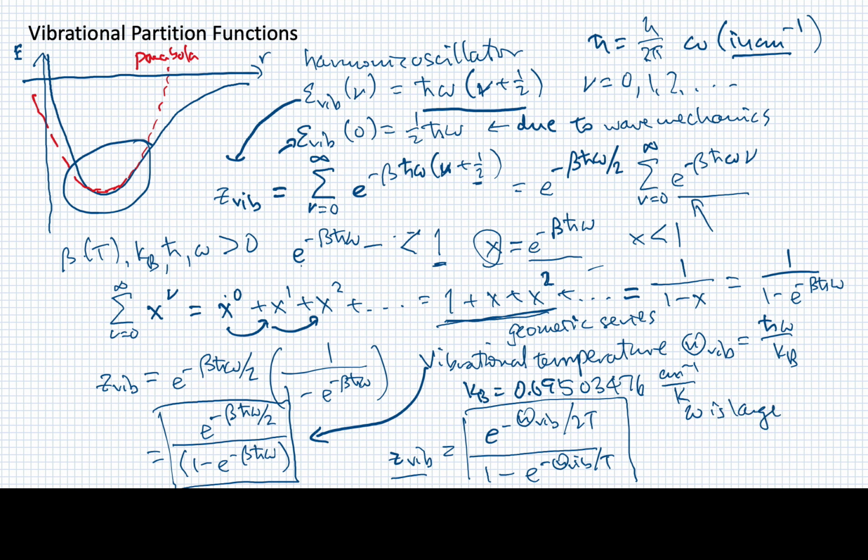that means that the vibrational temperature is large. And when that's large, that means the vibrational partition function is going to be very small. So when omega is large, then z vibe is small. And the opposite will be true when omega is small. So that means that when omega is large, I'm really not going to populate very many of the states in this harmonic oscillator. When omega is small, that's when I can have a lot more states available.